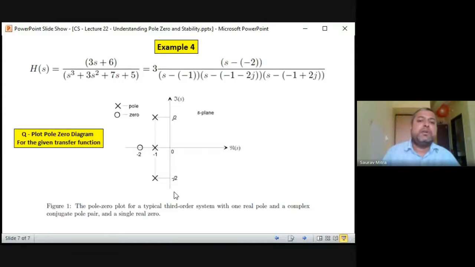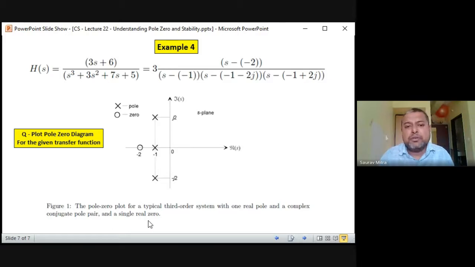So this is a system where we are finding the pole zero plot of a typical third order system. Why third order? Because s is cubed. It is a third order system with one real pole, one complex conjugate pole pair, and a single zero.